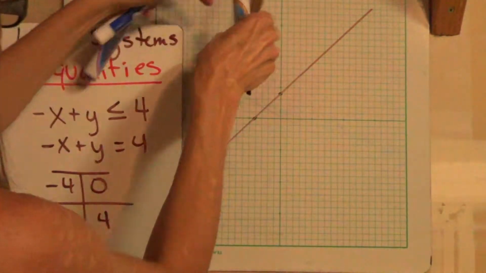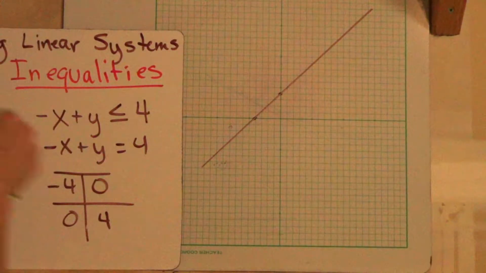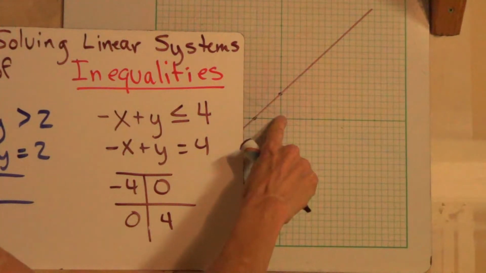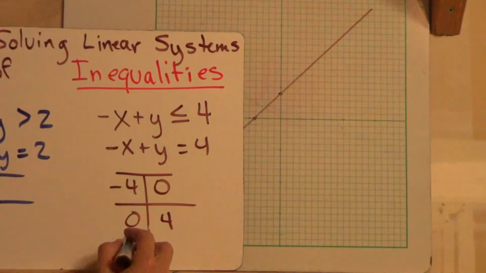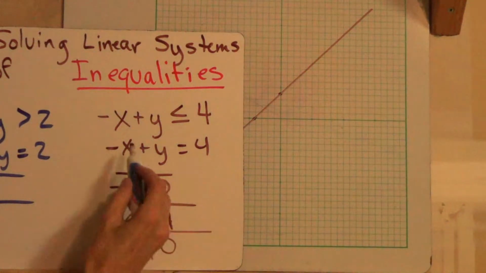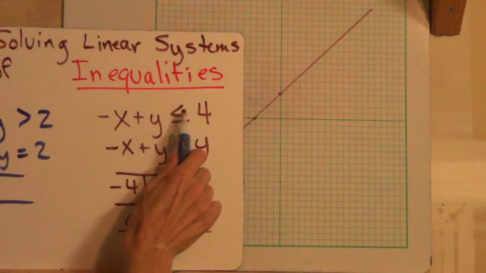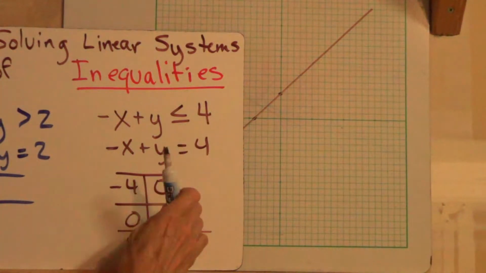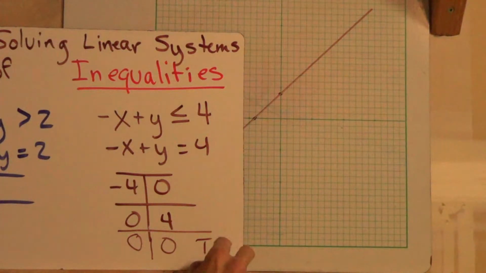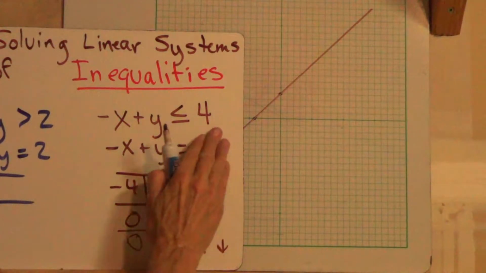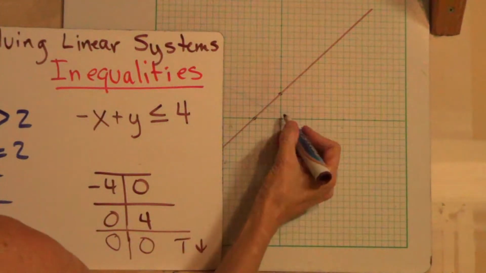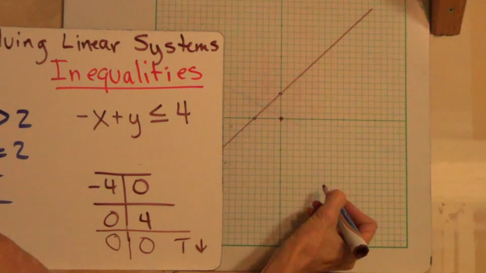Now we need to check to see which side we're going to shade. So I'm going to plug in 0, 0. 0 is less than or equal to 4. That is true. It's below the line, so I think I'm going to shade below the line. I just grab one more point just to make sure. So this one came out true. I think I'll be shading this way.